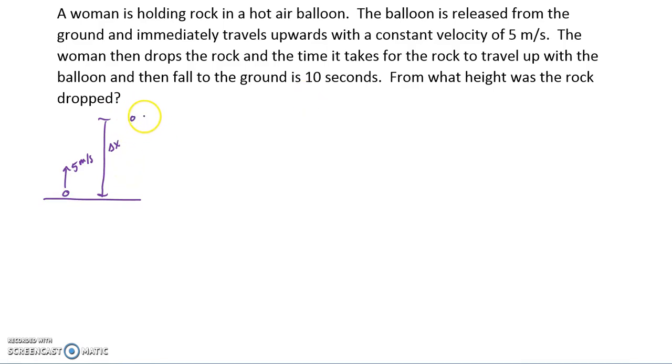So, fun fact, when she drops it, the initial velocity is still 5. And the acceleration, it's now in free fall, so it's negative 9.8.